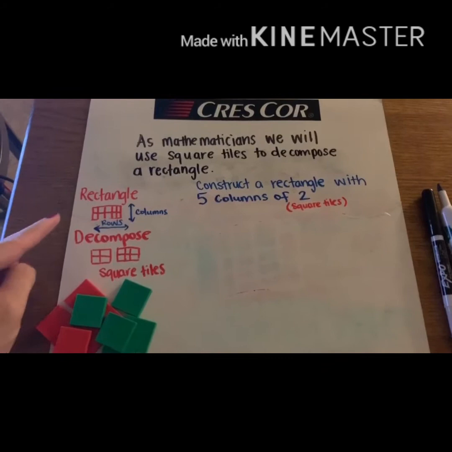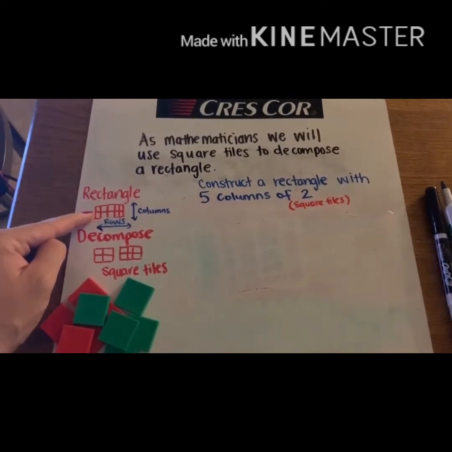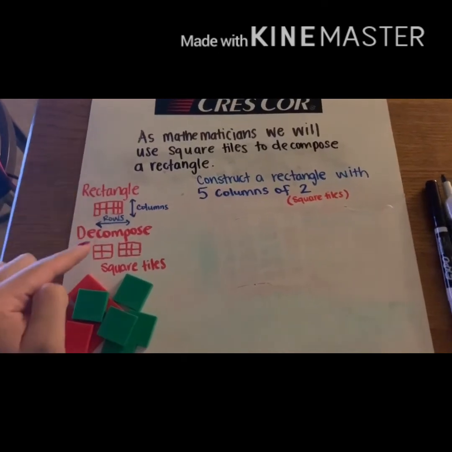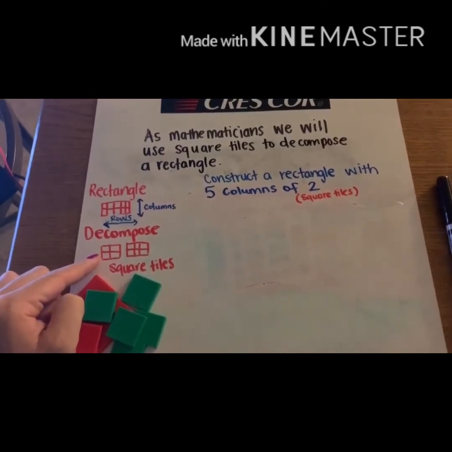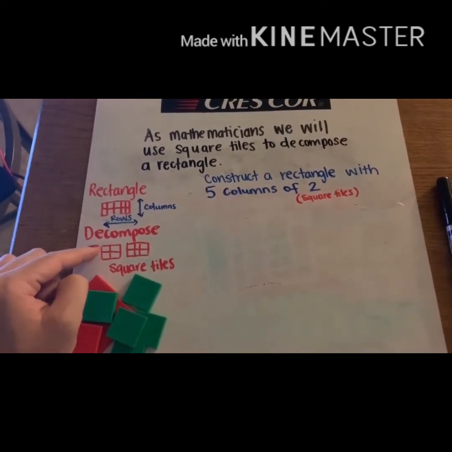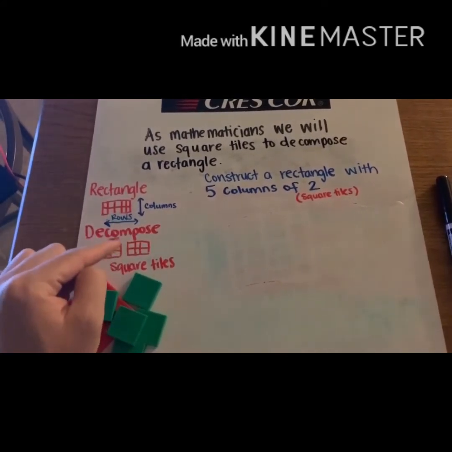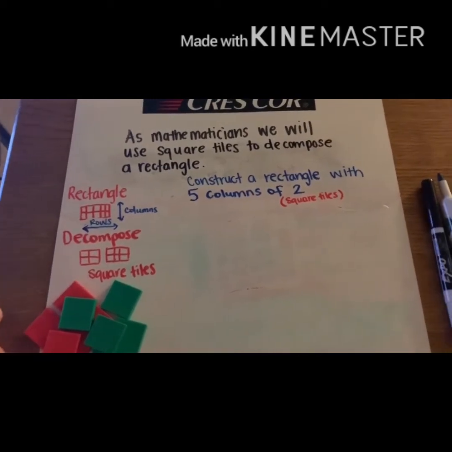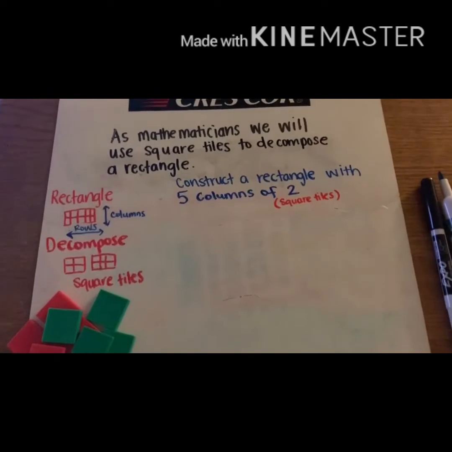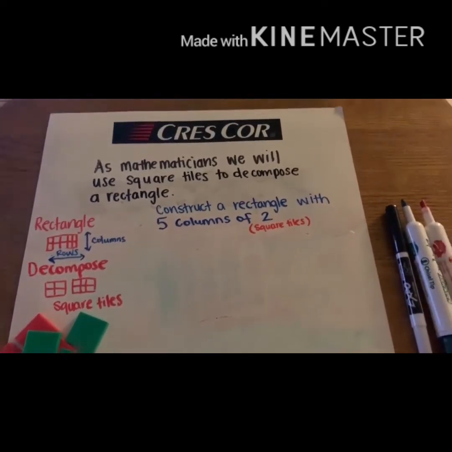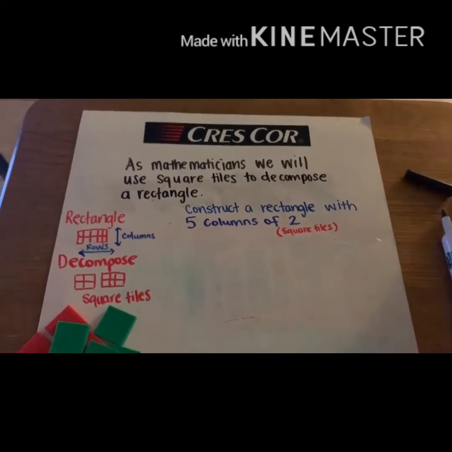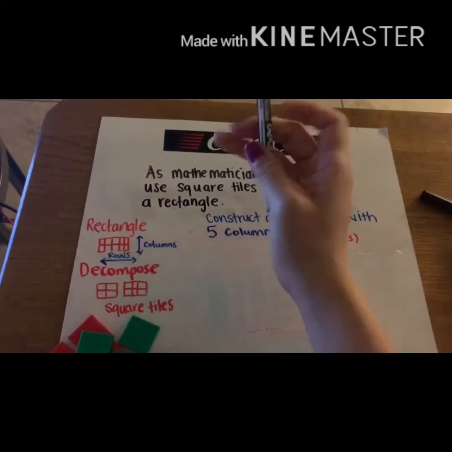We see our rectangle right here. We have 2 rows and 5 columns. And when we break it apart, we decompose it, we still have the 2 rows with the 5 columns, but we've broken part of the rectangle apart. So our first step, and you'll see this in your Google slide, is to construct a rectangle with 5 columns of 2. So this is step number 1.